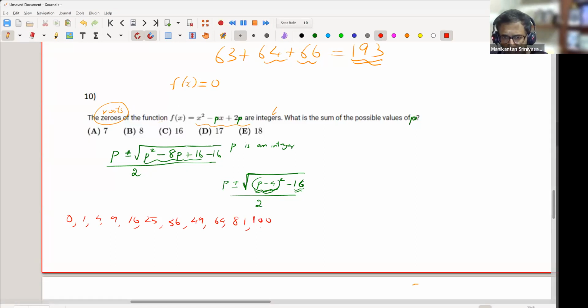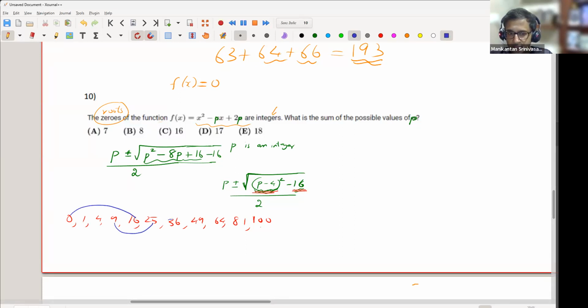Okay, now p minus 4 is a perfect square. And after subtracting 16, you have to get another perfect square. Okay, 16 is just a number, but subtracting 16, I must land on another perfect square. So are there pairs of numbers in this list which are separated by 16? That's the question. So sure enough, I can find 16 and 0 as one combination, right? 25 minus 16 is 9. That's another combination. Okay, let's see whether some combination works with 36.